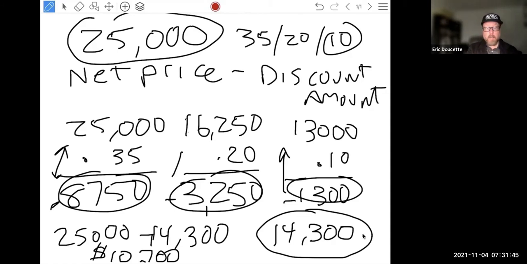So this is the longhand way of solving these kind of problems with the series discount. So what I'm going to do now, though, is I'm going to show you how to do this in a quicker way.